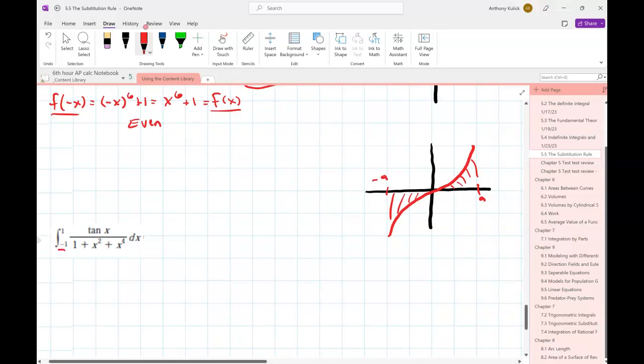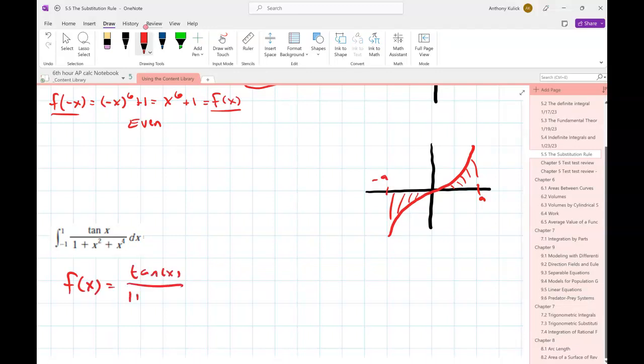All right. Take a look at this one. Again, I noticed the bounds are opposite. That's my cue that I should be trying one of these things. And I'm really hoping that this one is odd, because I look at this and I have no idea how to do this integral. So my f of x is just going to be tan x over 1 plus x squared plus x to the 4th. So f of negative x is tan of negative x over 1 plus negative x squared plus negative x to the 4th.